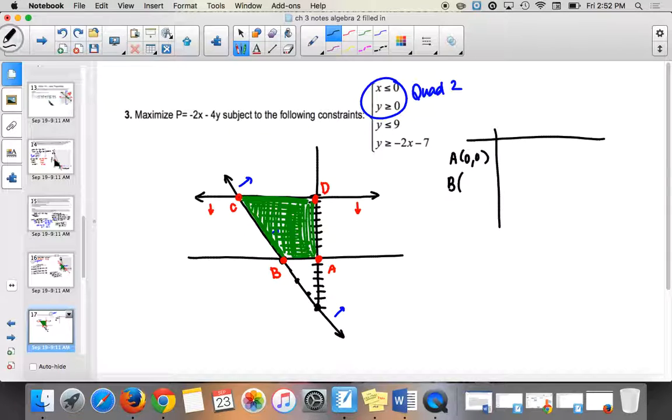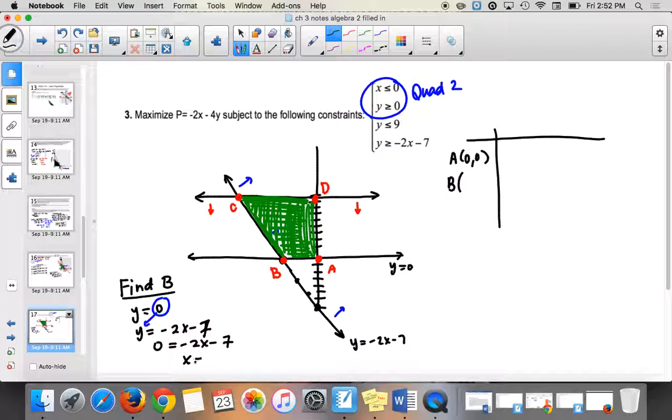B is, we said negative 3.5 comma 0, but if you didn't know, you would find B by using the line y equals 0. And you said that it crossed this line, y equals negative 2x minus 7. So you would substitute the 0 in for your y, and then you would solve. So you say, okay, 0 equals negative 2x minus 7, and you get x equals negative 3.5. So B is negative 3.5 comma 0. Okay, looks good. Get it?